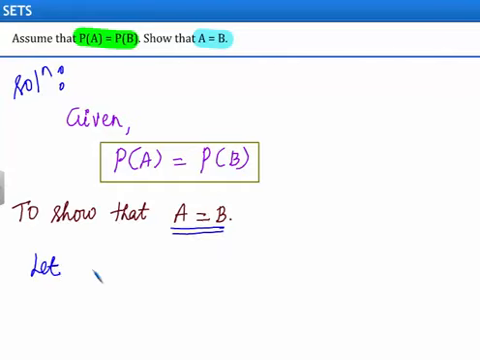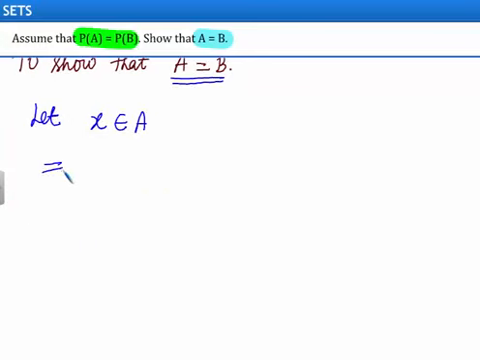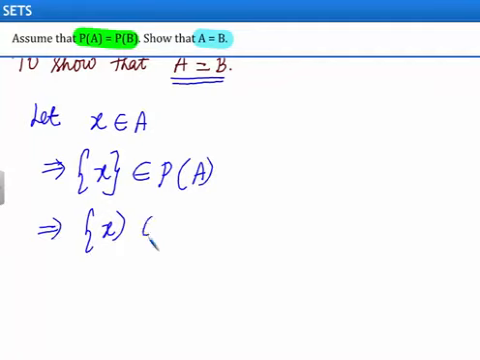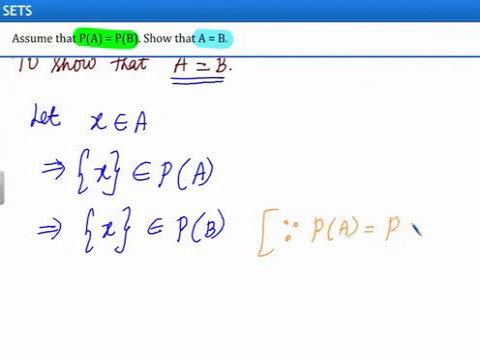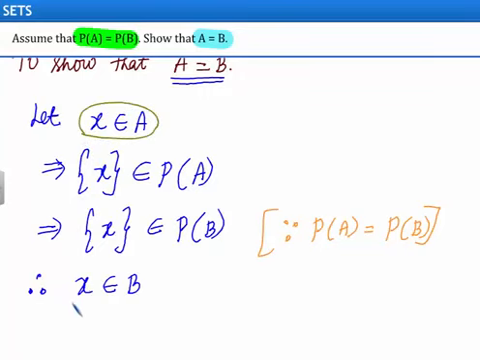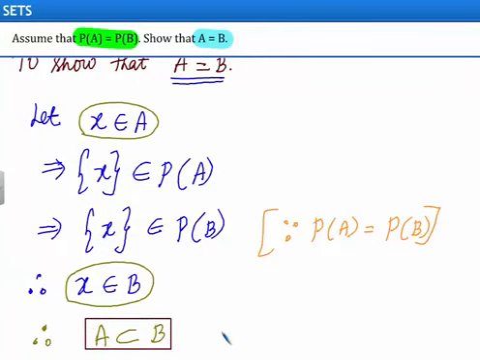Let us assume that the element X belongs to the set A. So this implies the set which consists of the element X alone belongs to the power set of A. This implies this set belongs to power set of B, since we are given power set of A is equal to power set of B. Therefore, the element X belongs to the set B, since it belongs to the power set of B. We have assumed X belongs to the set A and we have arrived X belongs to the set B. Therefore, we can say A is a subset of B. Let us name this as 1.